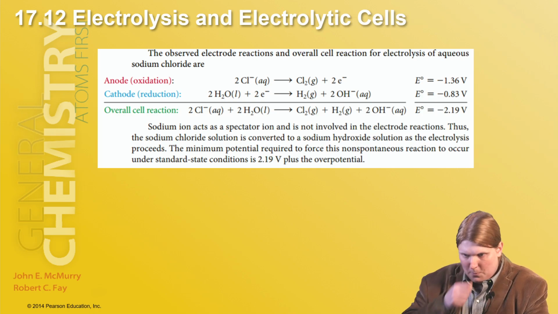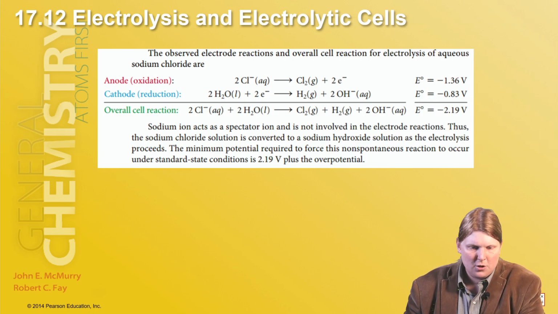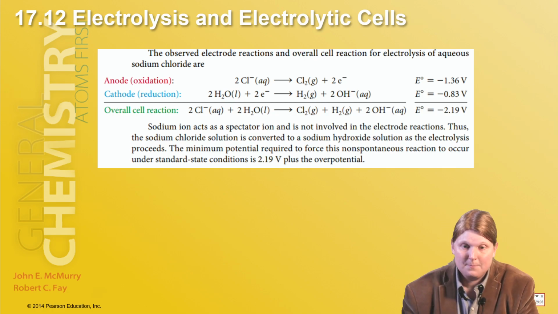So it's a negative 2.19 volts. Sodium acts as a spectator and is not involved at all. The sodium chloride is converted to a sodium hydroxide solution, and chlorine gas is driven off when you electrolyze this solution. That makes sense?